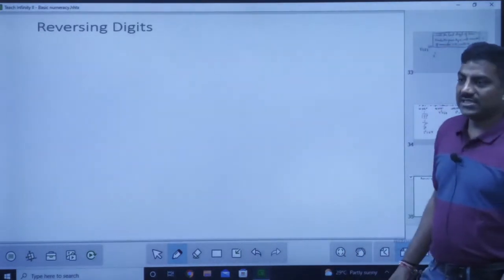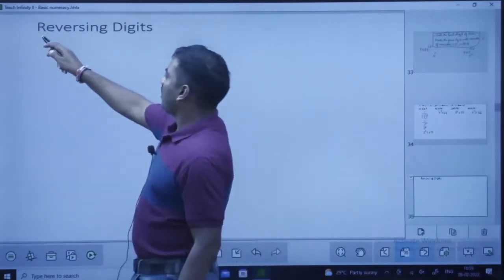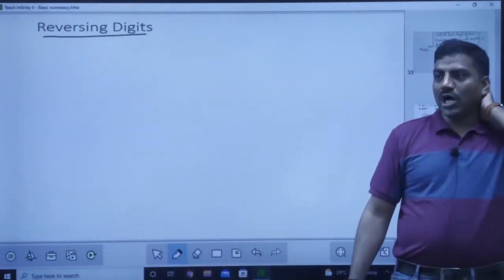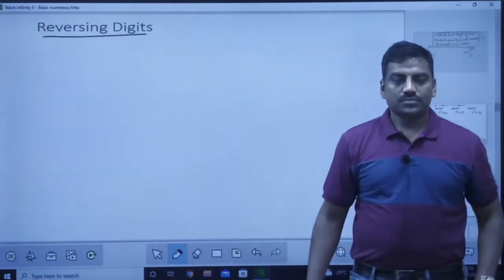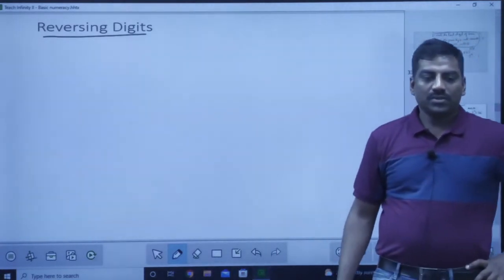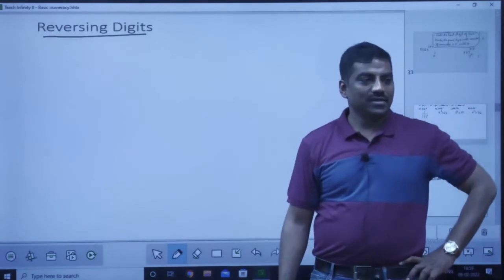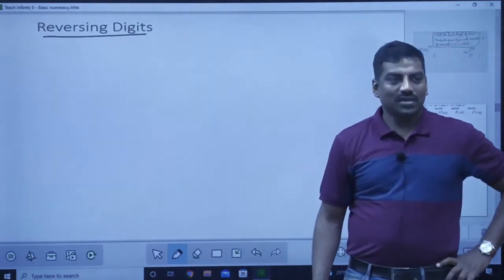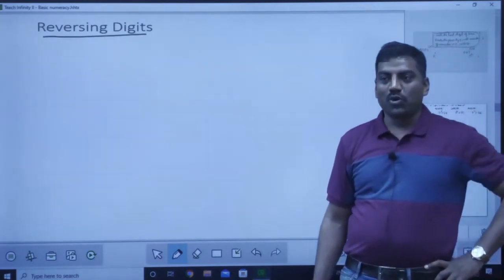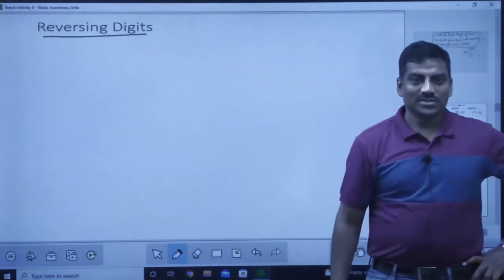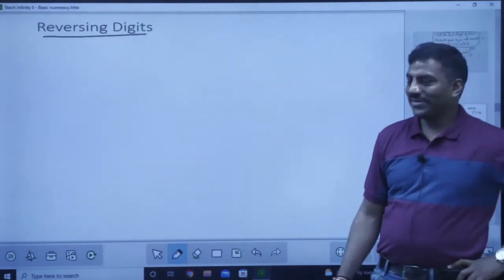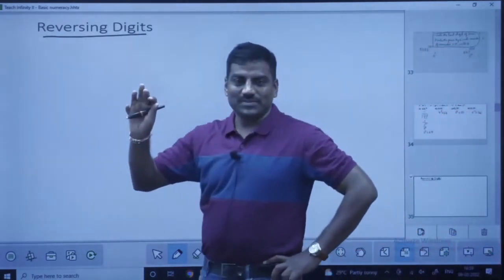Then reversing the digits. Again, it is a fun factor. Fun factor. I'll tell you how. If your writing thing is done, if you are not writing anything more important than our Indian Constitution, please drop.